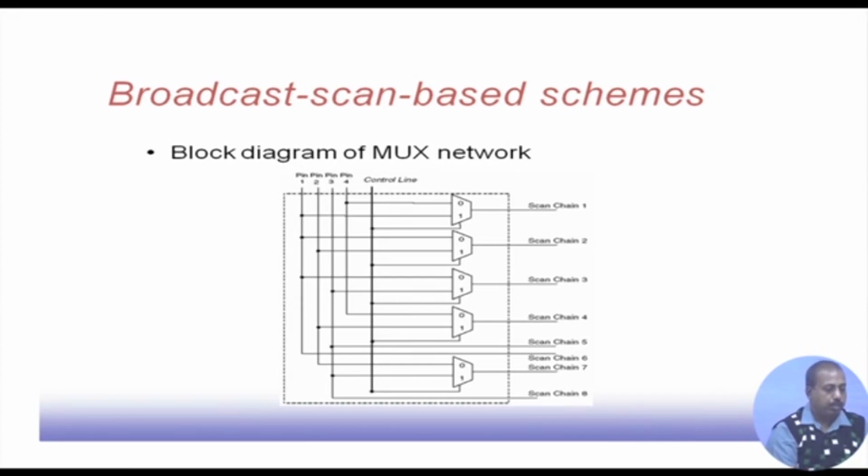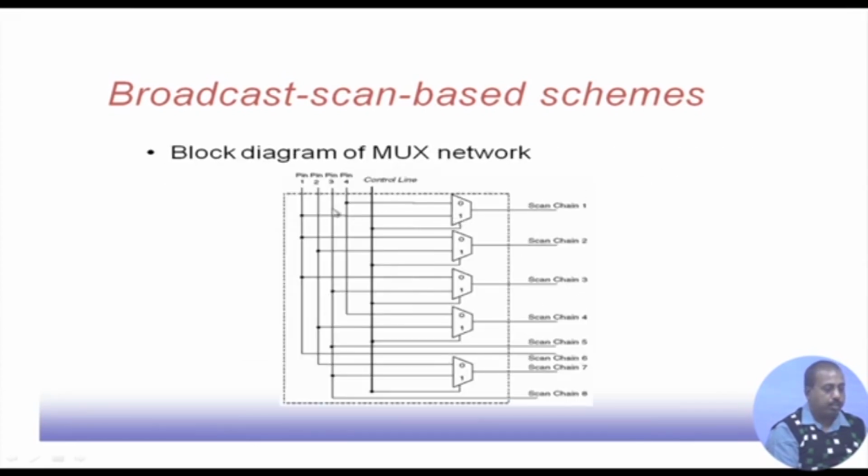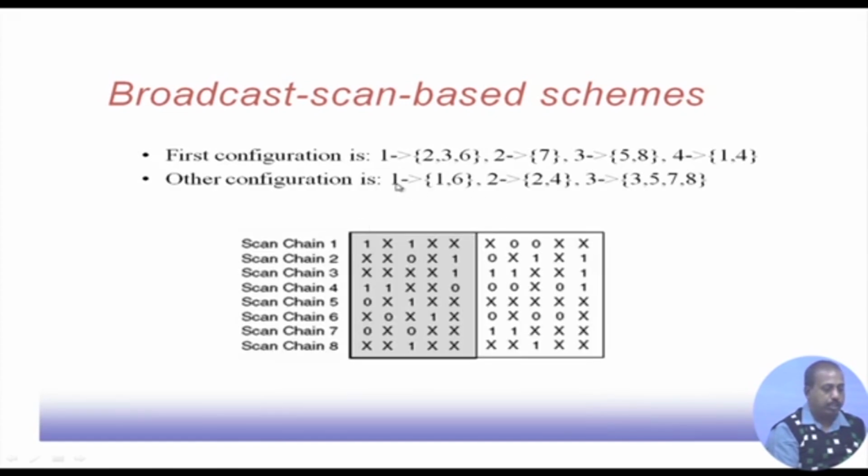So, from the control line, it can select this scan chain 1. So, in the first session I can say that scan chain 1 is getting the value from pin 4. So, if you see here, scan chain 1 should get the input from pin 4. Okay. Then in the second part, scan chain 1 should get the input from pin 1.